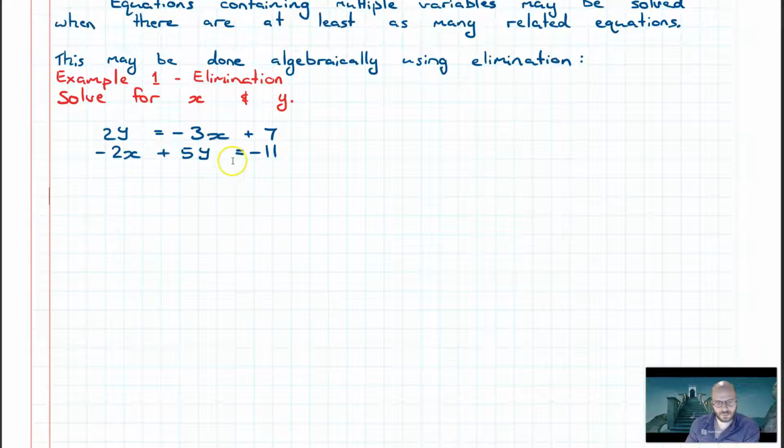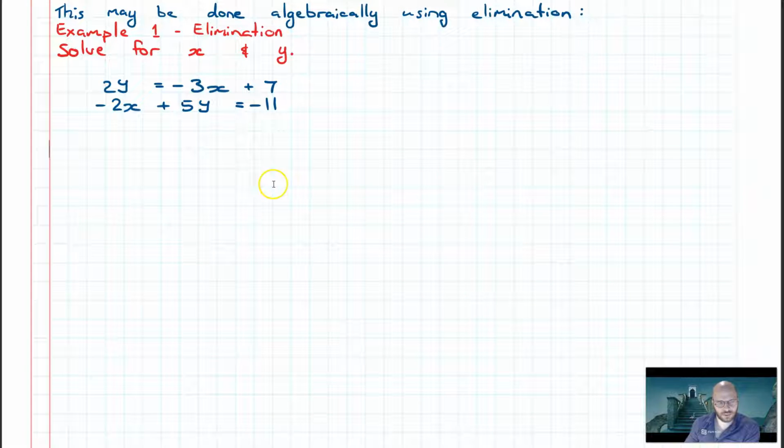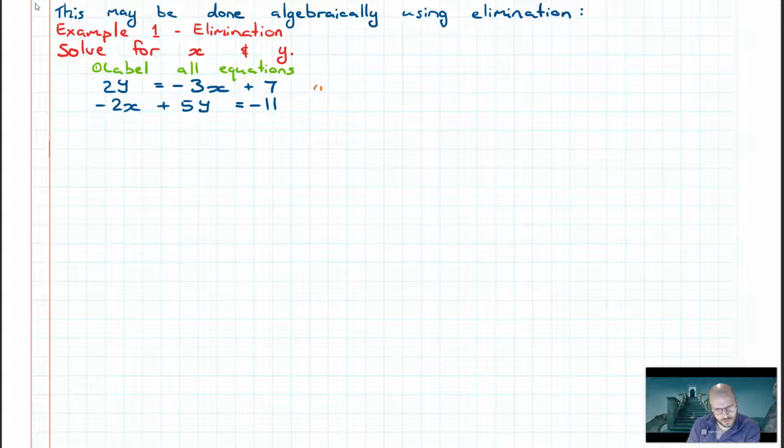Now, to apply the elimination method, it takes about 5 steps. The first step being we need to label each equation. For the first one, I'm going to use the original name of equation 1, followed by equation 2. Perfect. Now, for the second step, what we need to do is arrange both of our equations into general form.